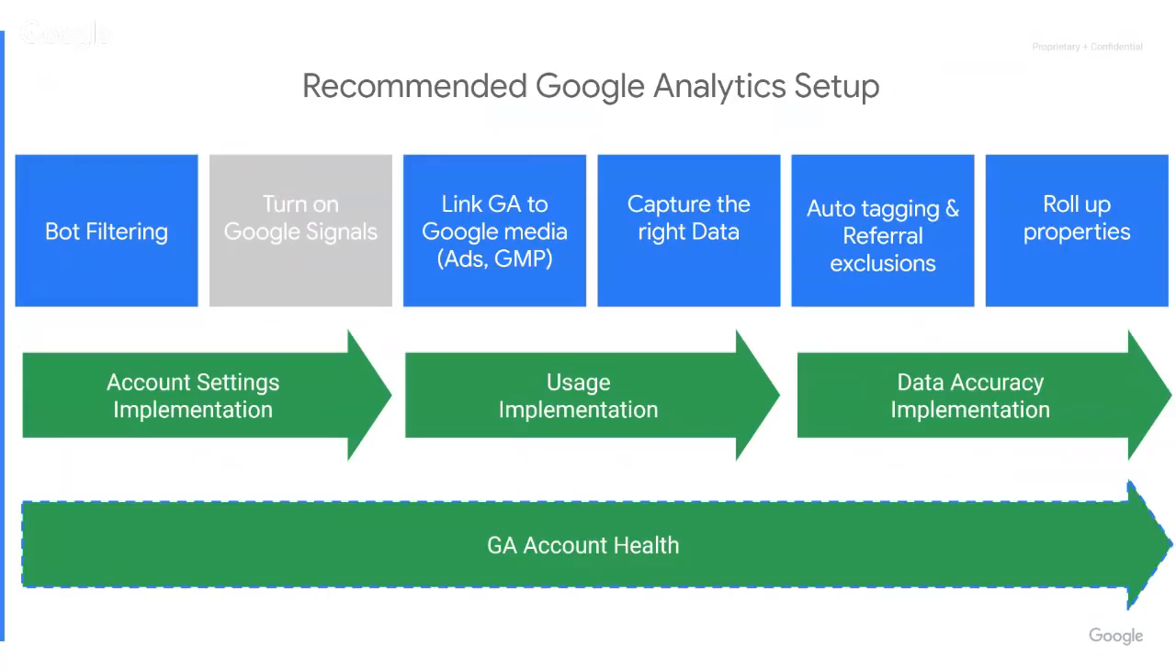So here is the recommended Google Analytics setup. In the first part of this series, we talked about turning on your Google signals, and today we're going to look at account settings implementation, give you some tips, as well as usage implementation and data accuracy implementation. Overall, this is to give you a better, healthy GA account.